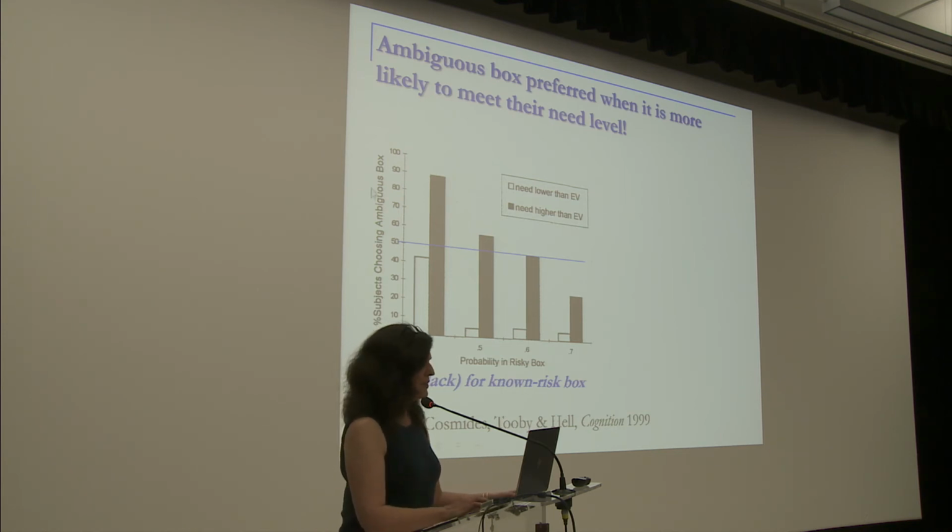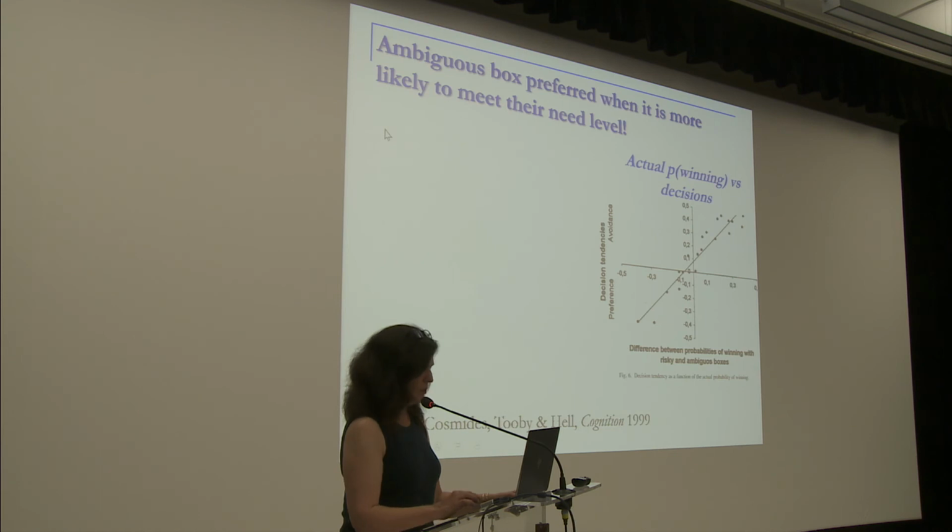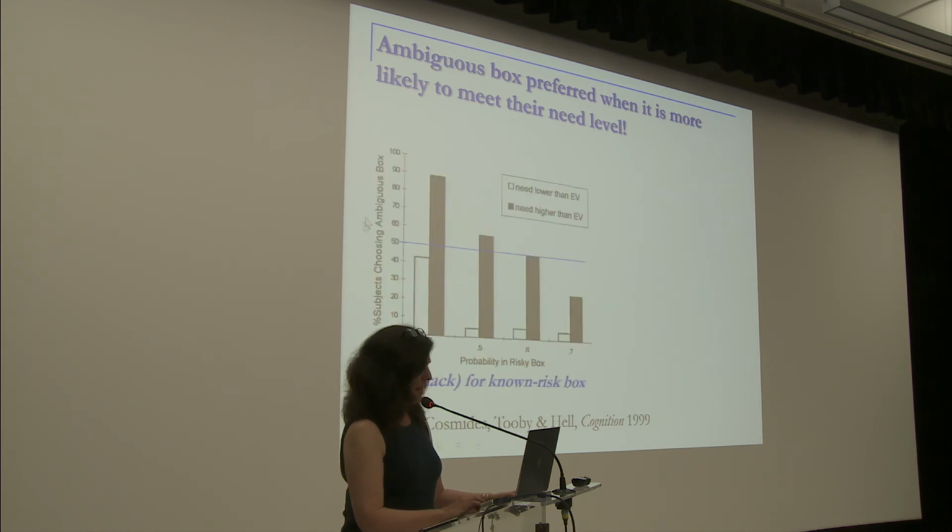What you're seeing here is the ambiguous box. This is the percent of subjects choosing the ambiguous box. And this is the probability of drawing black for the known risk box. And what you're seeing is, black is when their need level is higher than the expected value. White is when their need level is lower than the expected value. And they are preferring the ambiguous box when it has a higher probability of getting them the number of balls that they need.